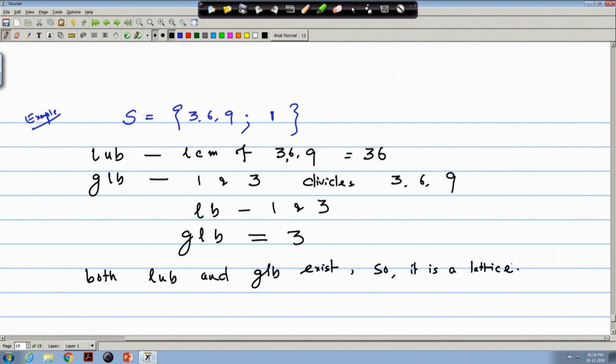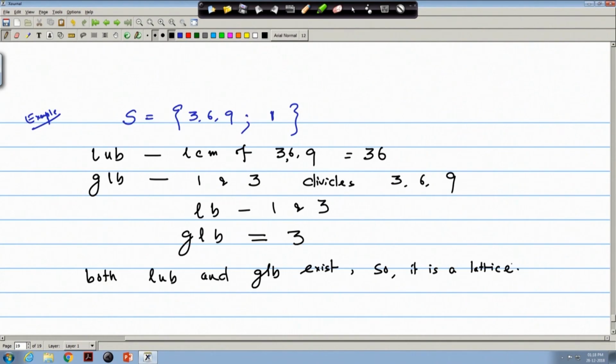So, we see that in the earlier examples, some of the posets with some operations, like here the division or the power set, form a lattice, and lattice is a very important algebraic structure that has uses in information flow, in communication and Boolean algebra, etc. So, with this we finish this lecture on posets and their properties and how they form an algebraic structure like a lattice.